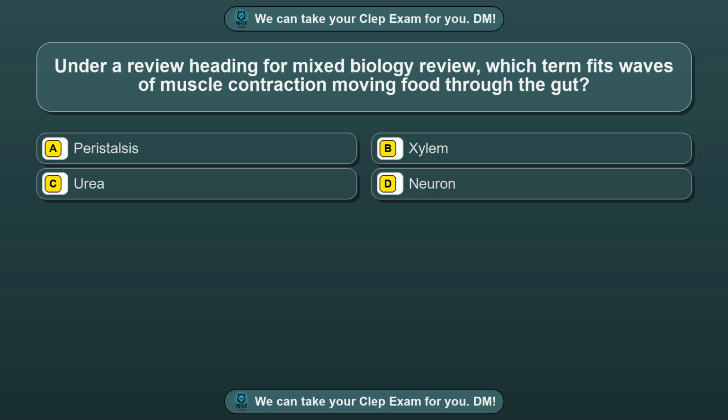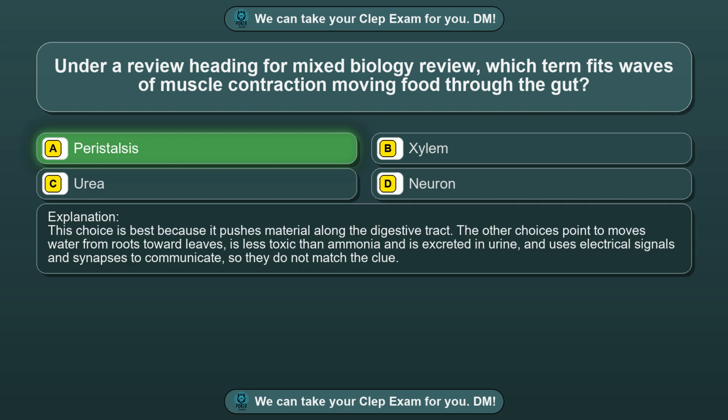Question 28. Under a review heading for mixed biology review, which term fits waves of muscle contraction moving food through the gut? Option A, peristalsis. Option B, xylem. Option C, urea. Option D, neuron. The correct answer is option A, peristalsis.